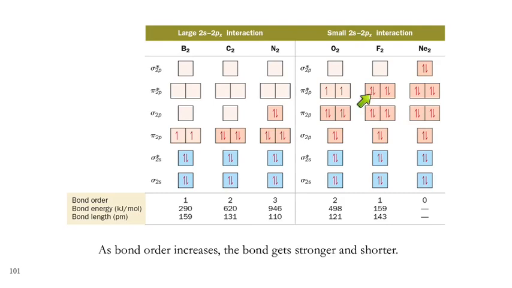For fluorine, adding 1 more electron from each atom, those are going into antibonding orbitals, and now the bond order has dropped to 1. Bond energy decreases, bond length increases. When we get to neon, Ne2, now we've got all of these orbitals filled. We have an equal number of bonding and antibonding orbitals with electrons, and so the bond order is 0. We can't calculate a bond energy or a bond length because this bond doesn't exist.